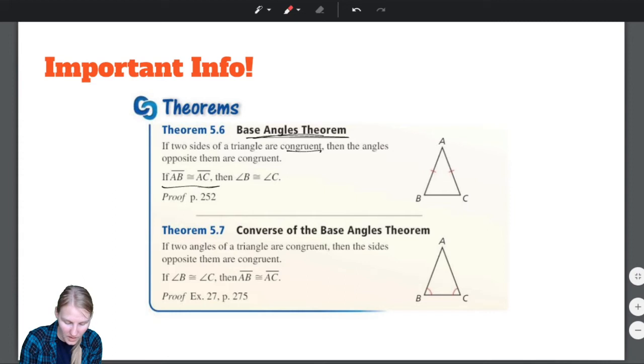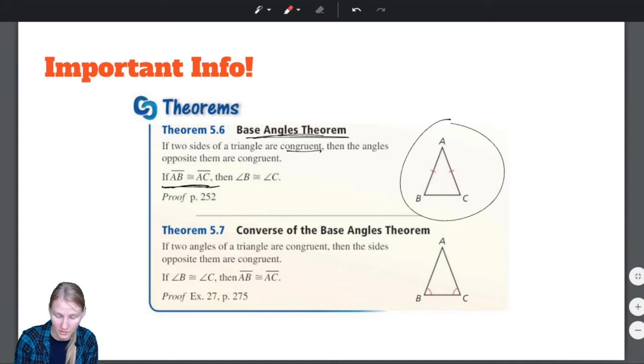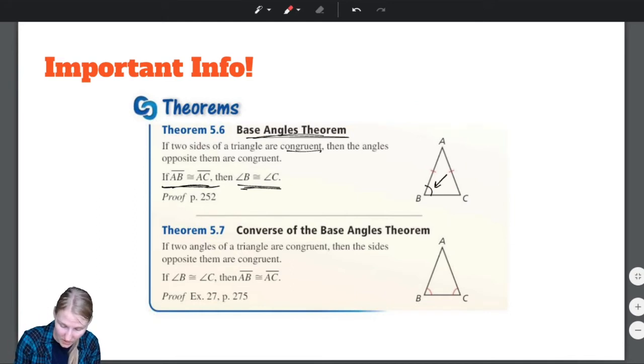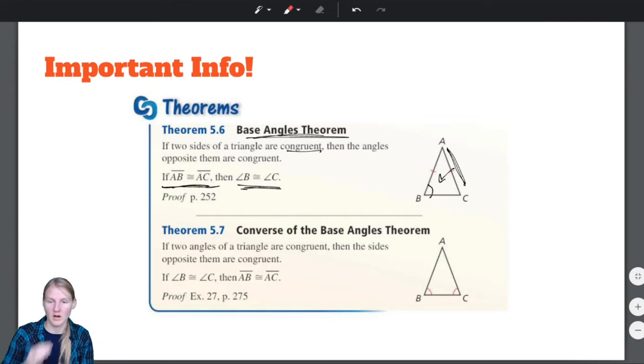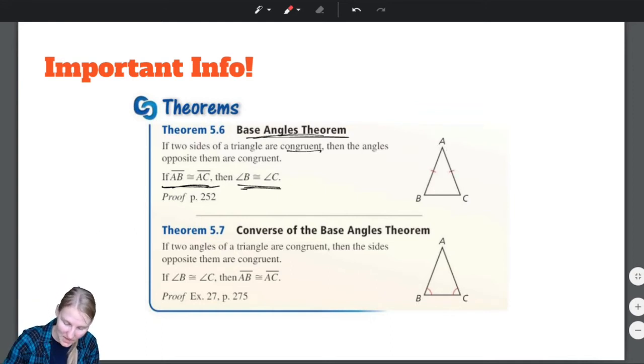So if AB is congruent to AC, if two sides of the triangle are congruent, then angle B and angle C are congruent. The angles opposite the sides. So angle B is opposite of the side AC. And the way that I think about that is if you draw an arrow away from the side, this is the only angle that you're looking at. Angle A is right next to this side, and angle C is right next to the side. B is the only angle that's opposite the side.